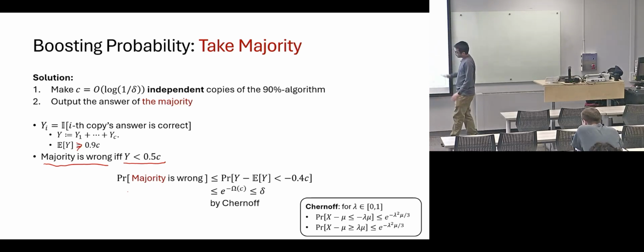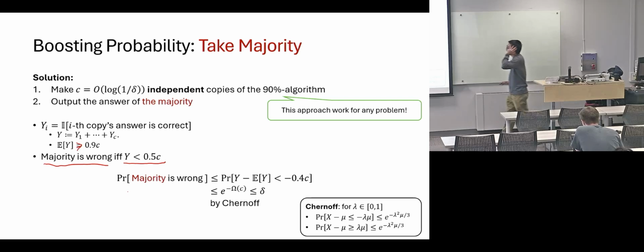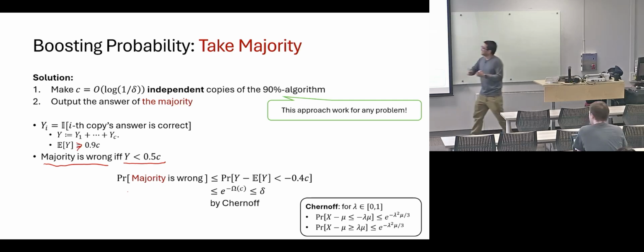You can verify this, but I set C to be log of 1 over delta. If C is log of 1 over delta, this is going to be at most delta. Okay, so now I'm done. And this just works for any problem. Now you see that the first attempt solution increased the space by 1 over delta. This solution increased the space in total by log of 1 over delta. So it's exponentially better.